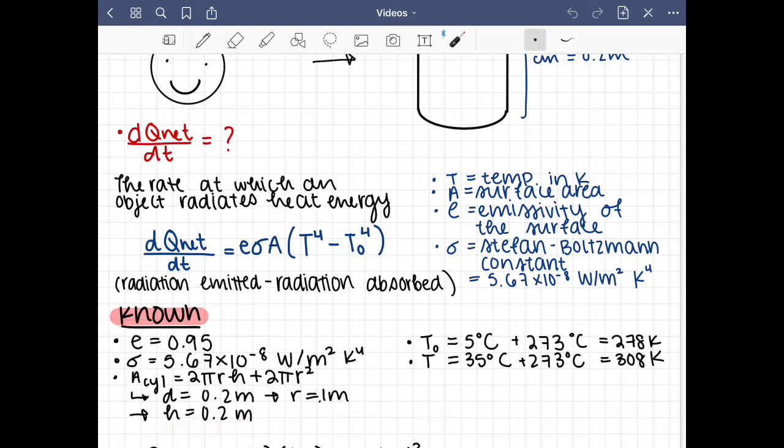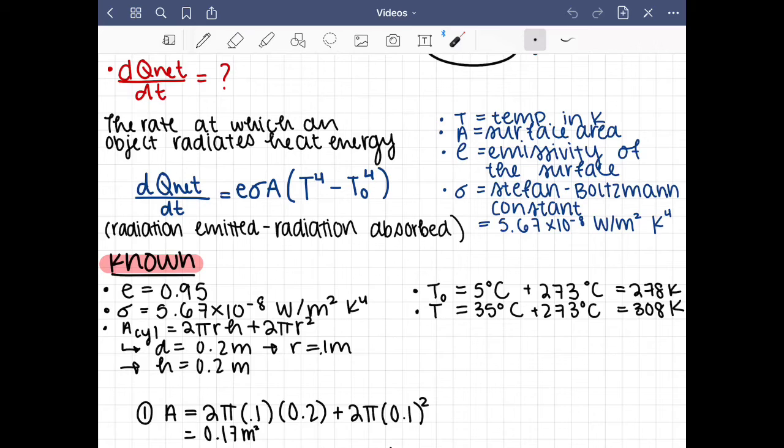Then we also need a final temperature and an initial temperature, and for this problem we're going to use the initial temperature, which is the smaller temperature, as the temperature outside, and we're going to use the final temperature as the temperature of the head. But to use this equation, the temperature needs to be in Kelvin, so we can add 273 to the Celsius temperature and get that T initial is 278 kelvins, and then do the same thing for the other temperature, and we're going to get that it is 308 kelvins.